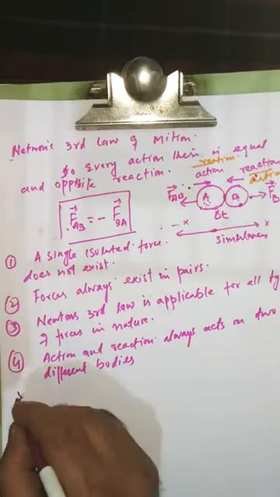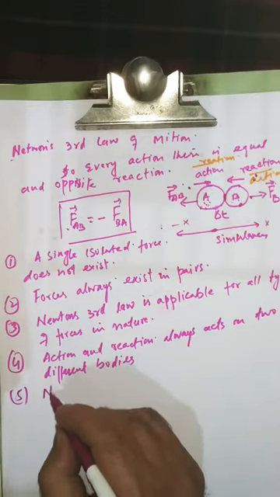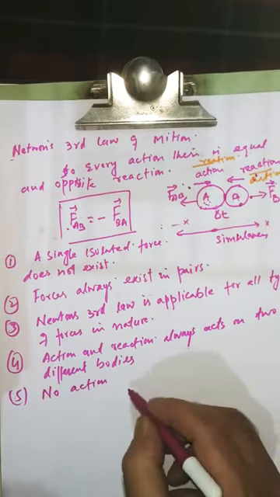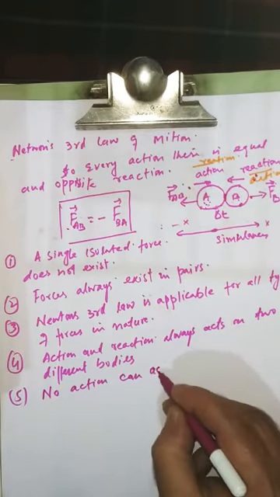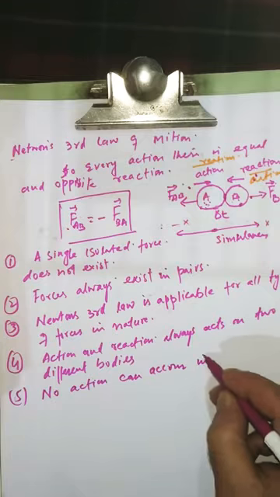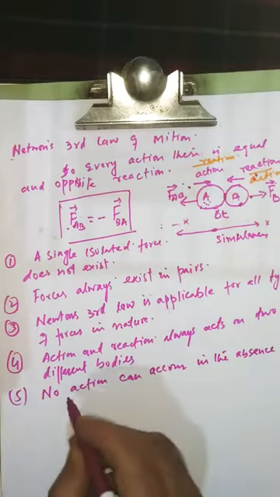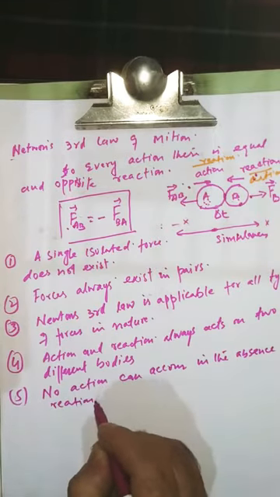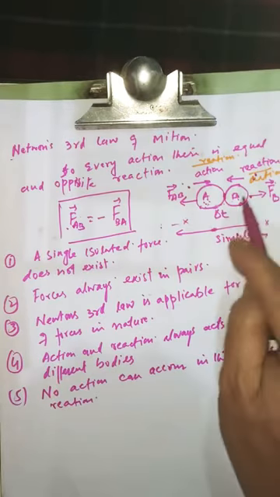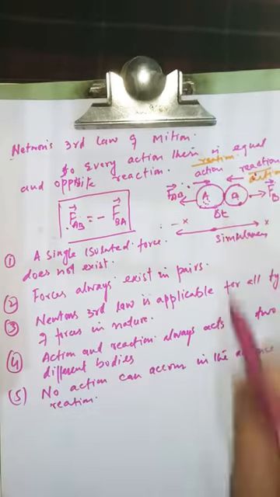Fifth point, that is: no action can occur in the absence of reaction. Sahi baat hai, because it needs two things. When there will be action, there should be reaction. There cannot be only action. Okay? Yes, sir. So when there is action, there must be reaction.